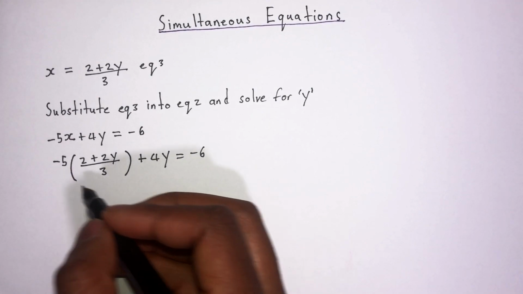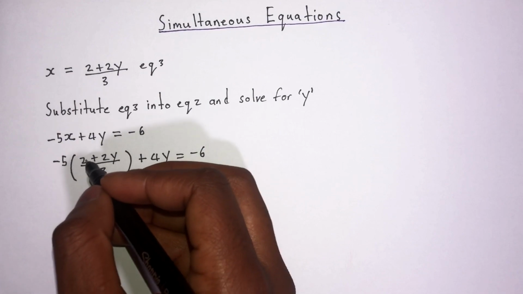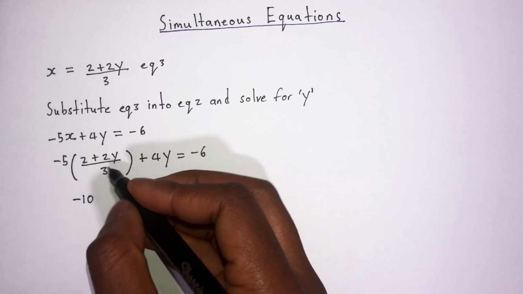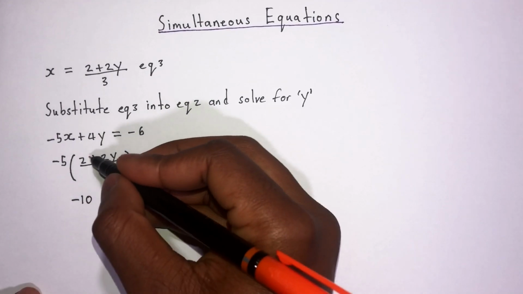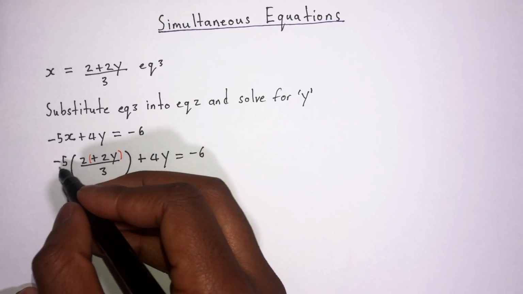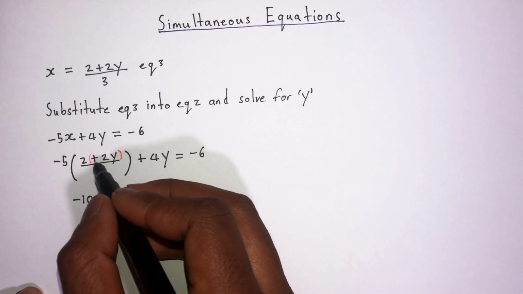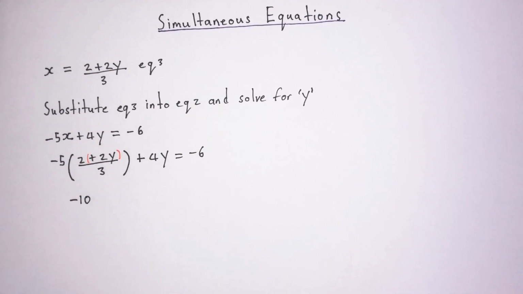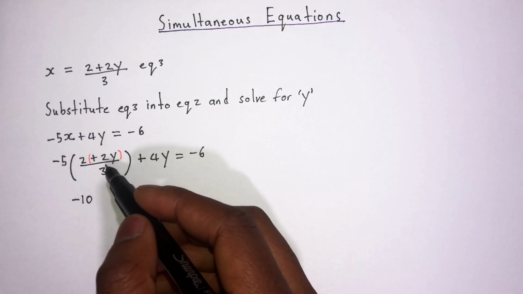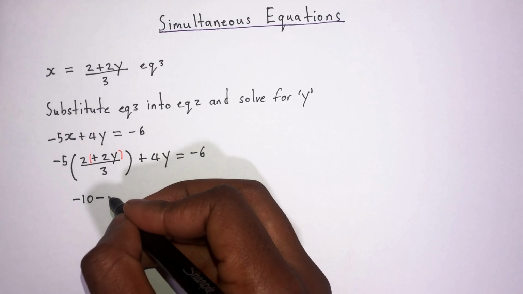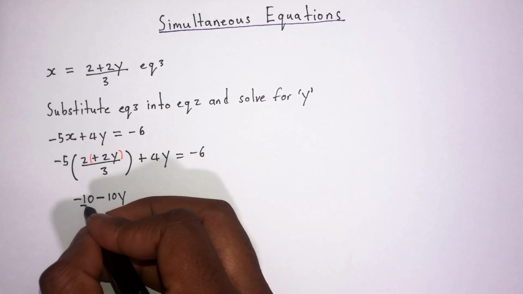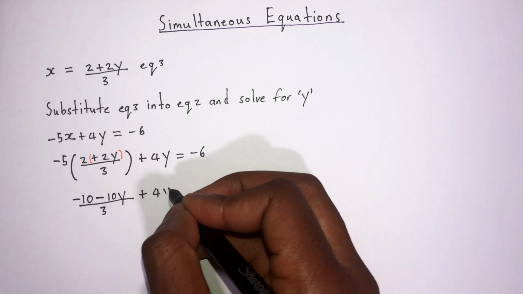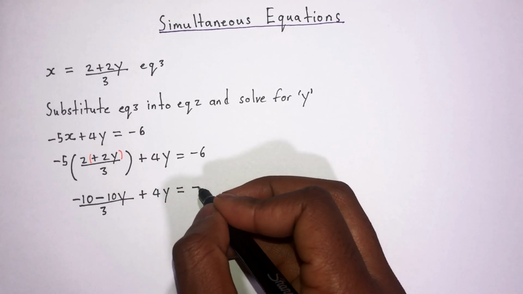And now we're going to simplify this equation. Negative 5 times positive 2 is negative 10. And we have plus 2y. So when we are distributing the 5, we're going to view this part as separate. So negative 5 times positive 2y equals negative 10y, and this is all over 3, plus 4y equals negative 6.